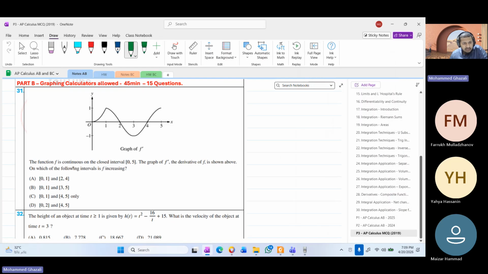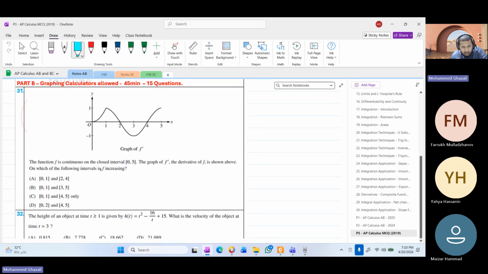The function f is continuous on the closed interval 0 to 5. It is continuous. Continuous does not imply differentiability. If it is differentiable, then it's continuous, but not the other way around. The graph of f prime, the derivative of f, is shown above. On which of the following intervals is f increasing?